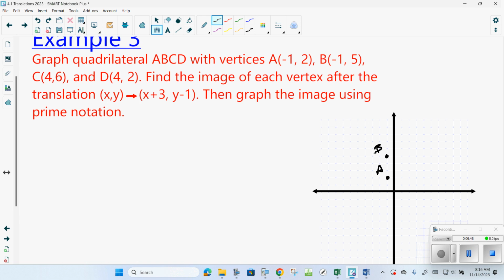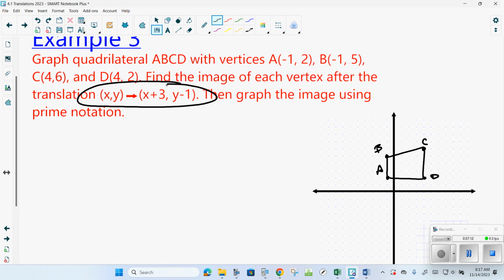C, +4, +6. And D, +4, +2. So here's the quadrilateral A, B, C, D. Now, translate using the rule x plus 3 and y minus 1. Note it with the prime notation.